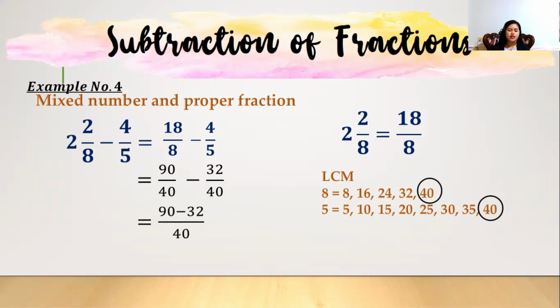So 90 minus 32 over 40 is equal to 58 over 40. If we divide the numerator by the denominator, we have a whole number 1 and a remainder of 18. So if we rewrite the result in its corresponding mixed number form, that is equal to 1 and 18 over 40.